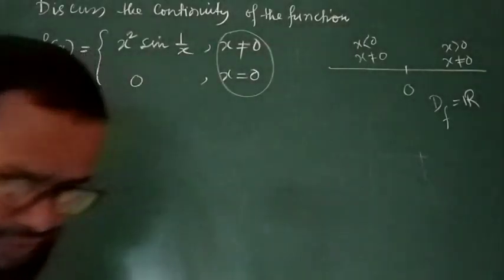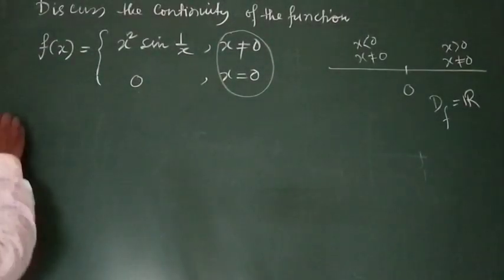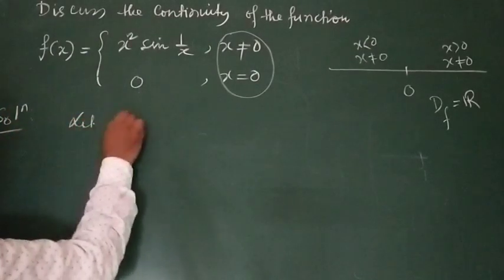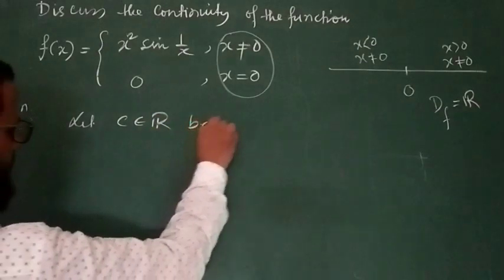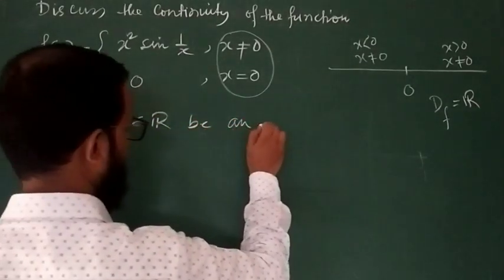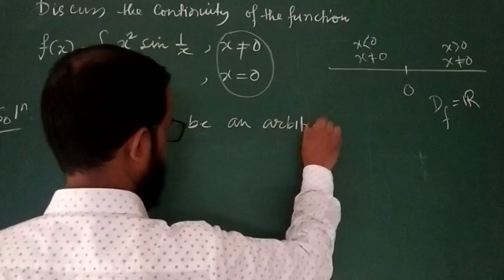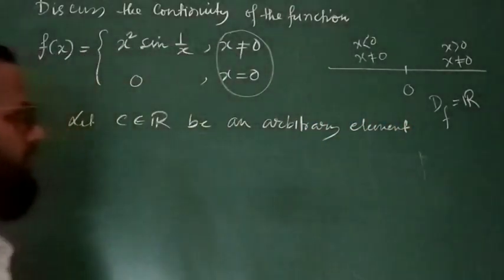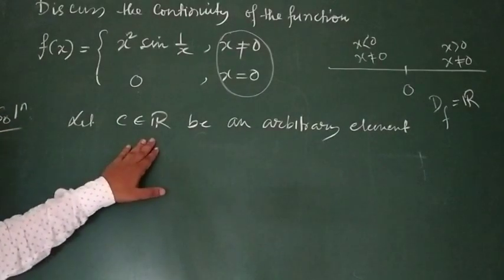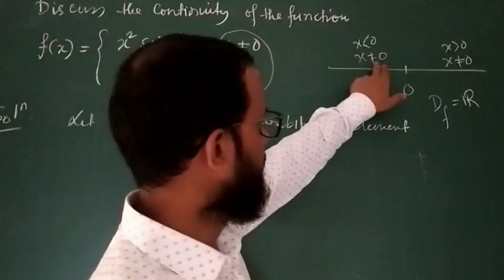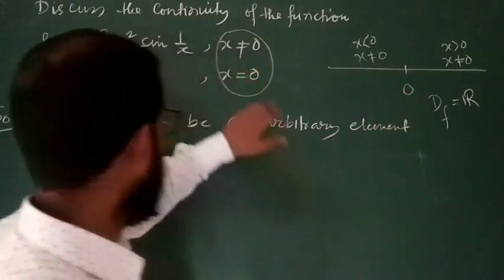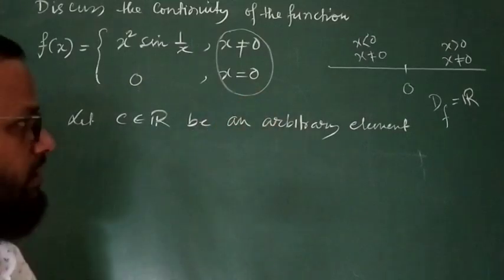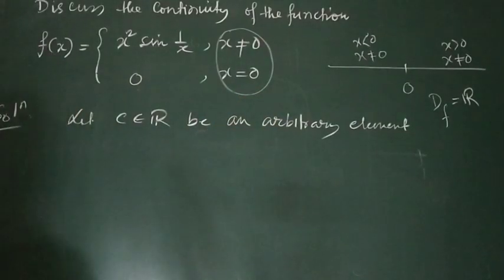So let us take an arbitrary point. We start the solution of this particular question. Let c belong to R be an arbitrary element. Arbitrary means any element, any real number. So here c belongs to R means c may be non-zero or c may be equal to 0. So there are two types of real numbers, one non-zero and another 0. Understood?